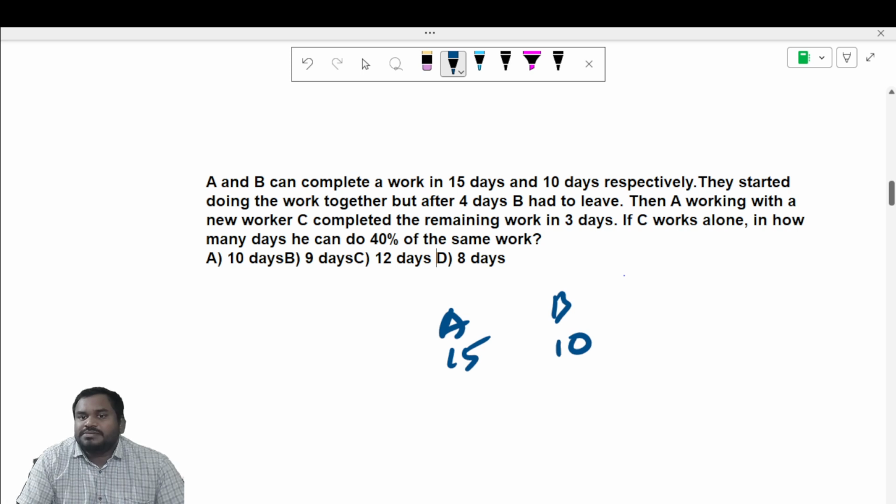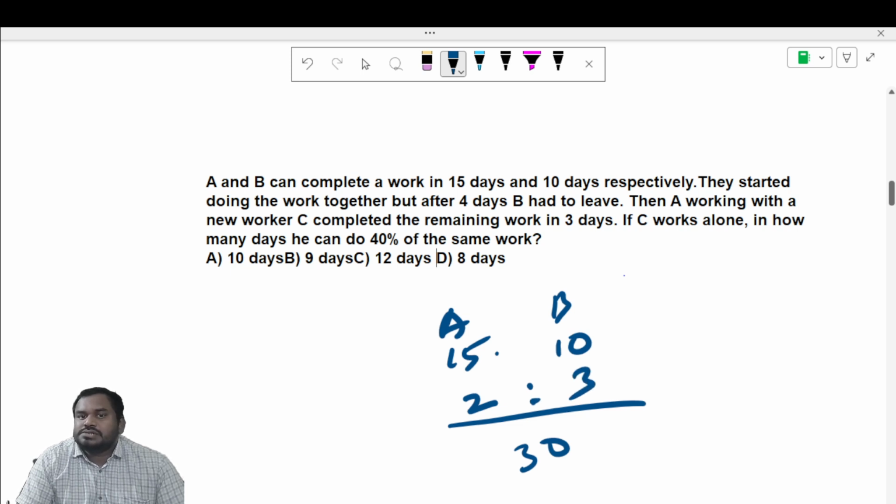So if I multiply 15 with 1, 15, 15 won't be divisible by 10. Then multiply 15 with 2, 30, 30 will be divisible by 10, 3 times. So 30 is their LCM. So 30 divided by 15 is 2, 30 divided by 10 is 3. So their efficiency is 2 is to 3.